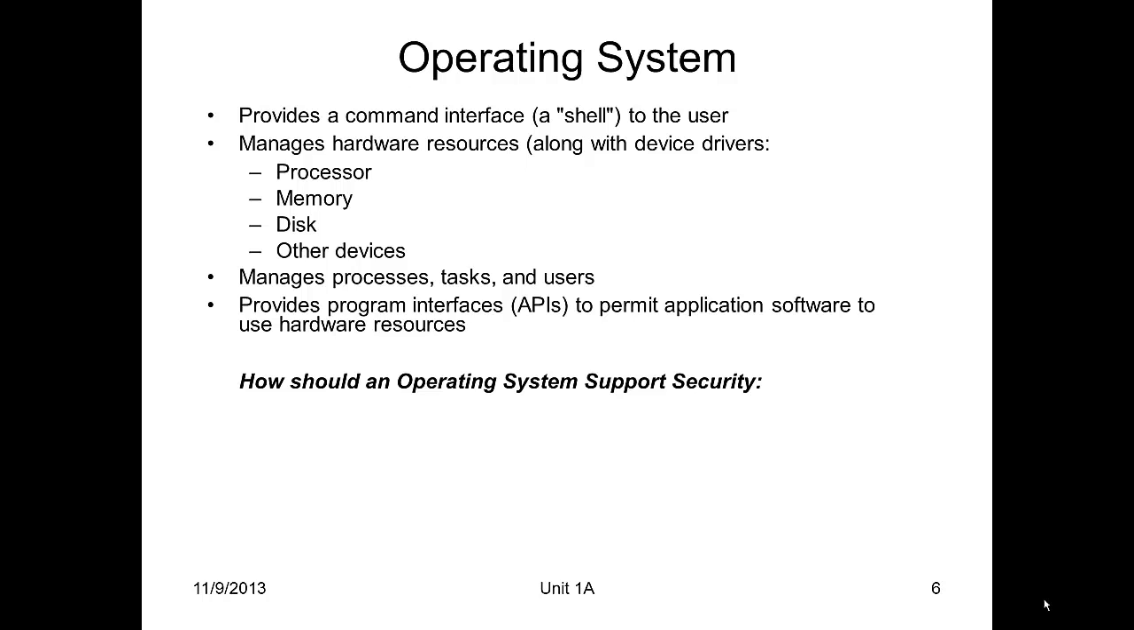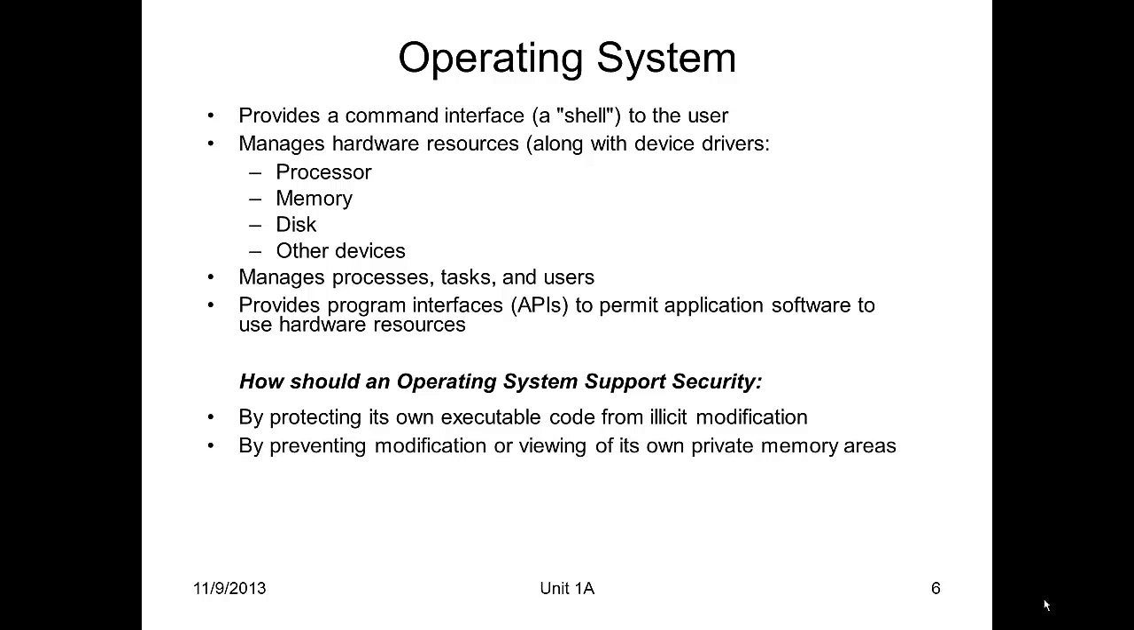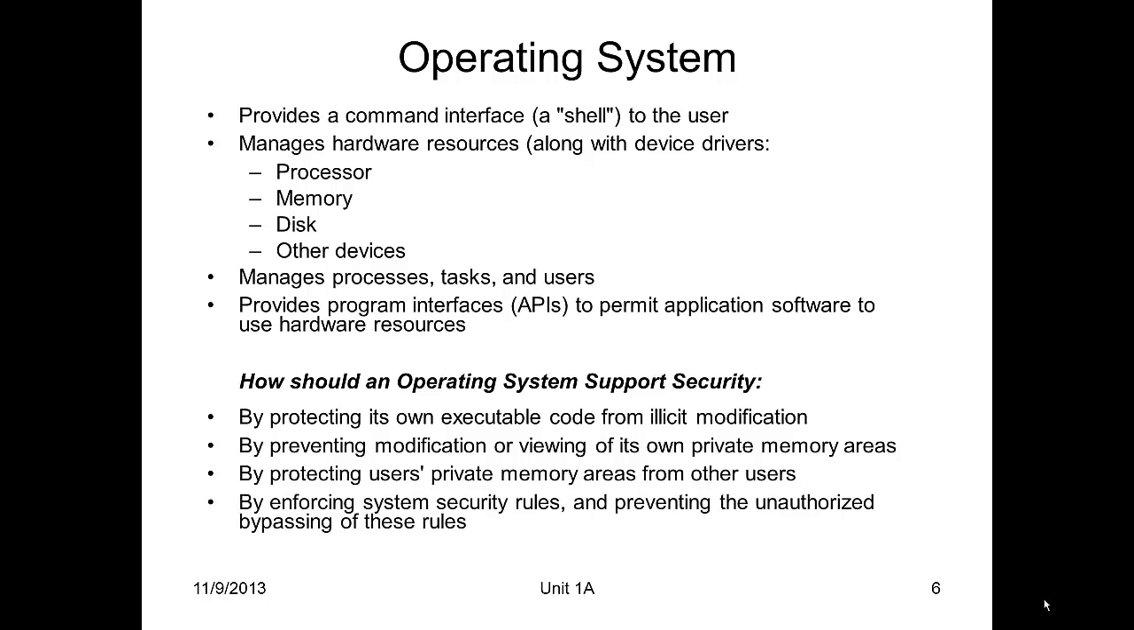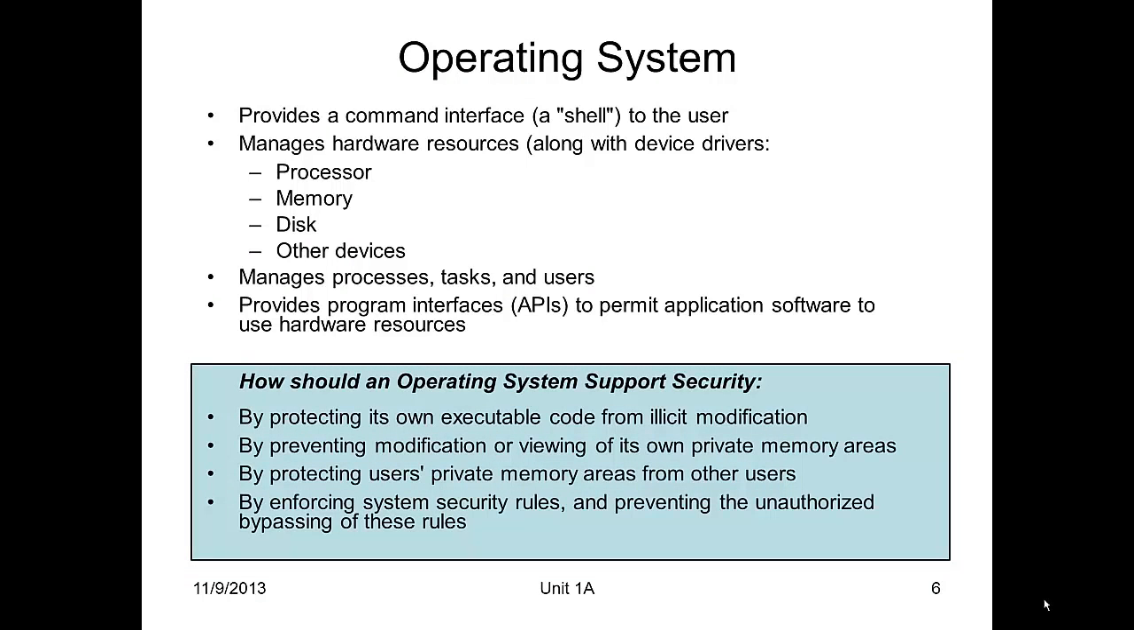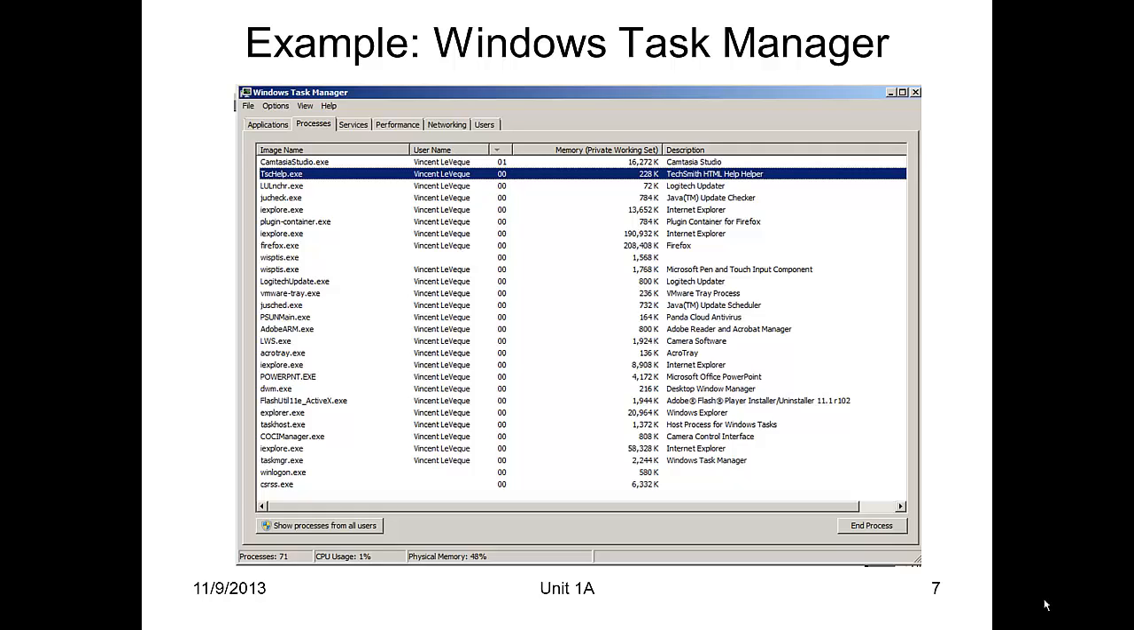How should an operating system support security? By protecting its own executable code from illicit modification, by preventing modification or viewing of its own private memory areas, by protecting users' private memory areas from other users, and by enforcing system security rules and preventing the unauthorized bypassing of these rules. Here is an example of processes as they are managed by an operating system. The Windows Task Manager, for example, gives you visibility into some of these low-level processes that exist within the Windows operating system.